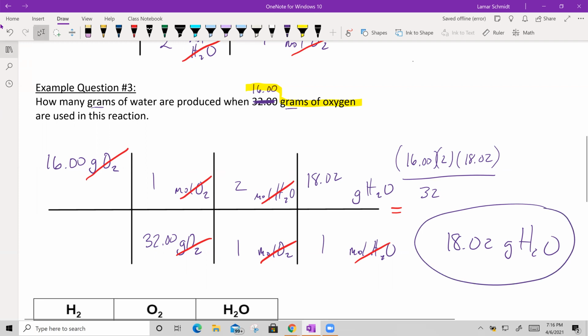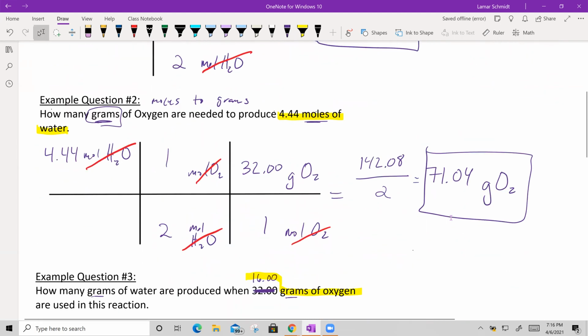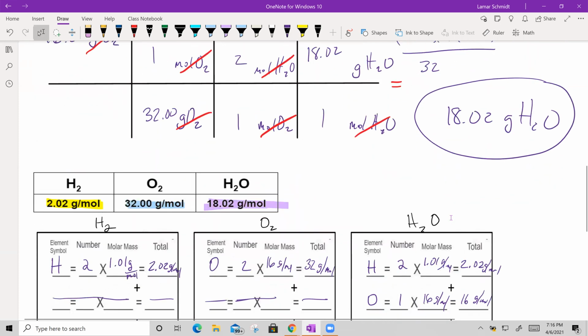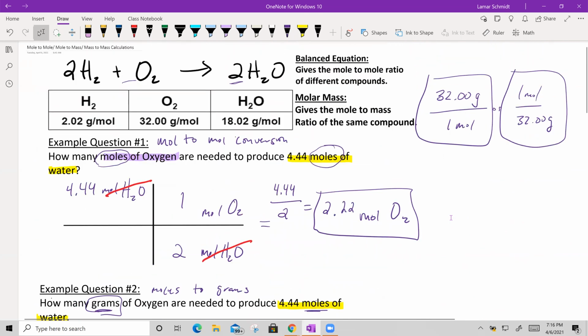All right. And so that should help you answer any types of questions that you have along the way. You are going to be doing some balancing. You're going to be doing some molar mass calculations, and you are also going to be doing some conversions.